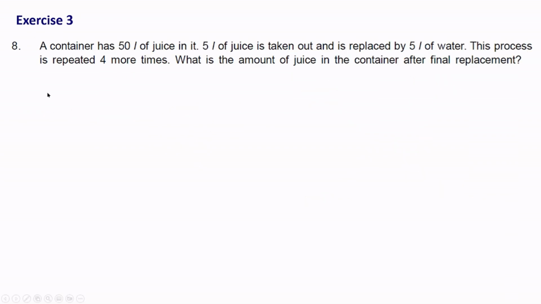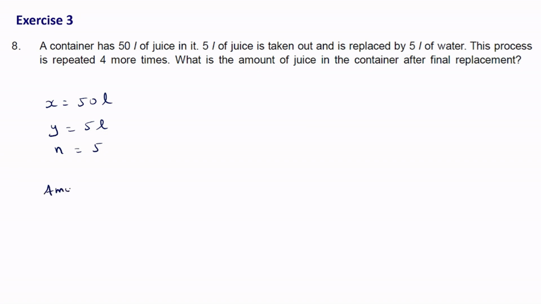The last question in this exercise, a container has 50 liters of juice in it. 5 liters of juice is taken out and is replaced by 5 liters of water. This process is repeated 4 more times. What is the amount of juice in the container left after the final replacement? So this is very easy here. The quantity of original liquid is 50 liters. Then the quantity which is taken out and replaced with water is 5 liters. And N is the number of times this process is repeated. First it is done and it is repeated 4 more times. So N will be 4 plus 1, 5.